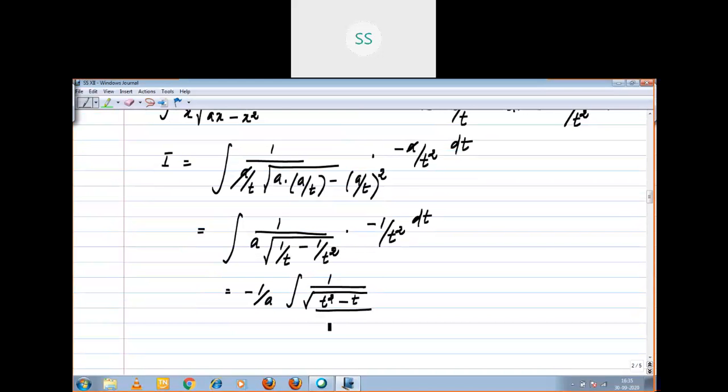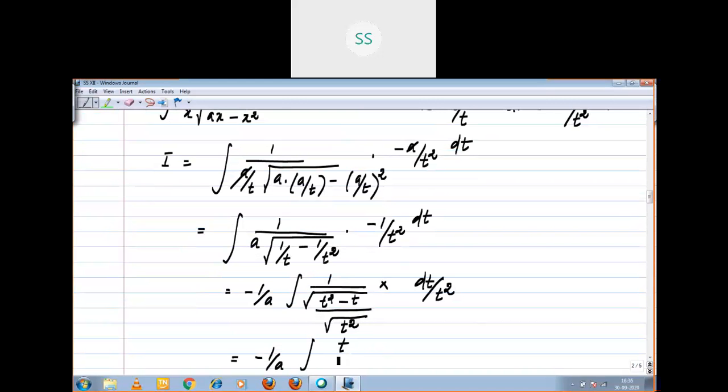Now, you have to take LCM, right? Minus 1 by a you should take out of the integral. Integral 1 divided by square root of the simplification. You have to listen carefully, children.